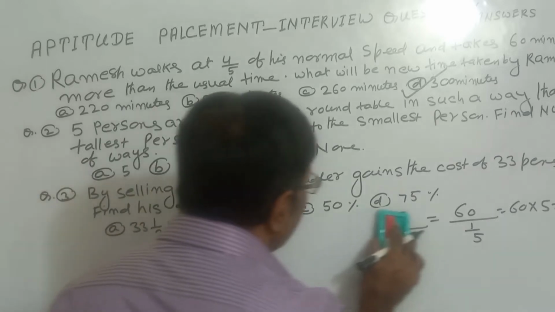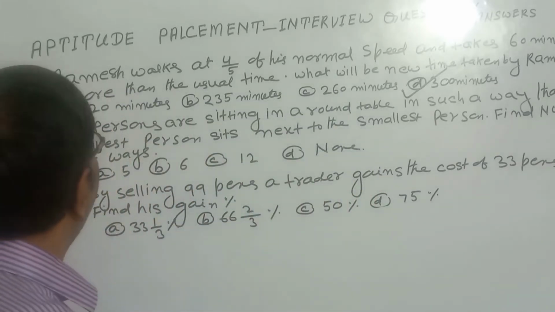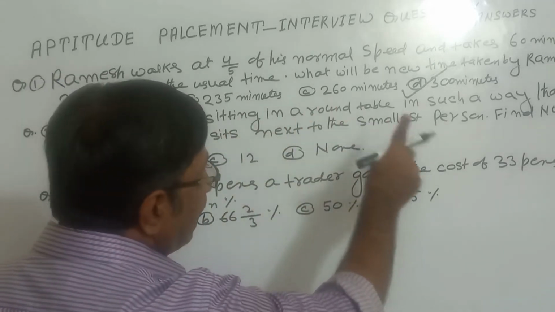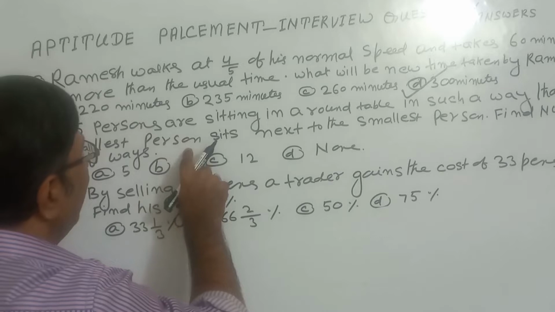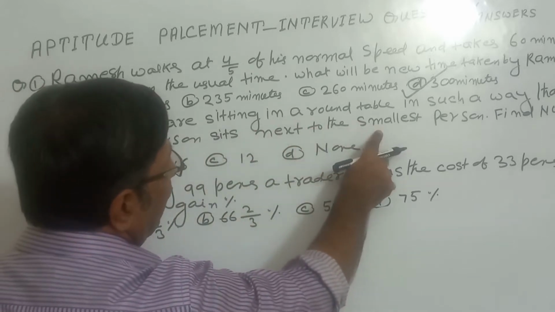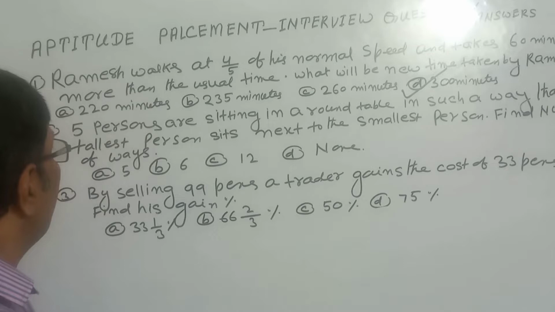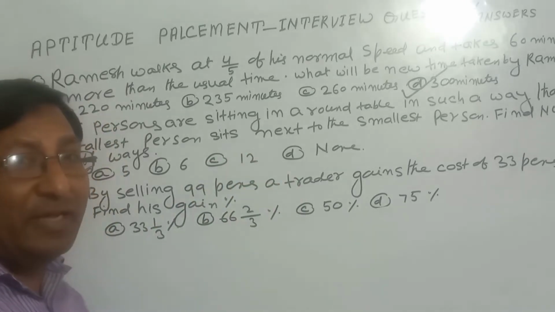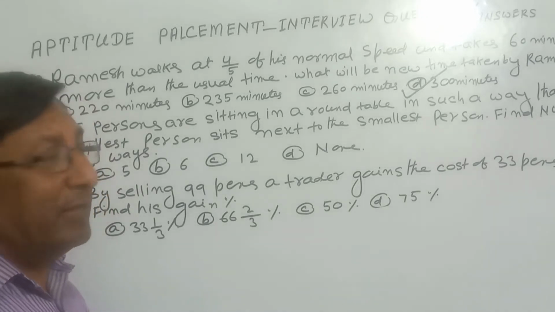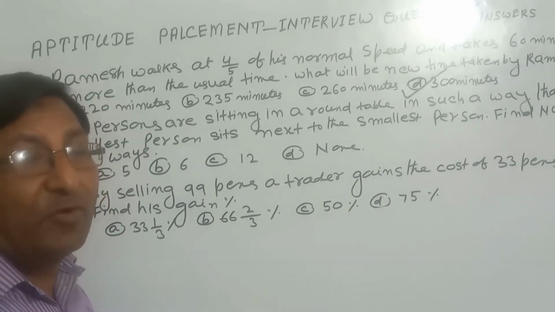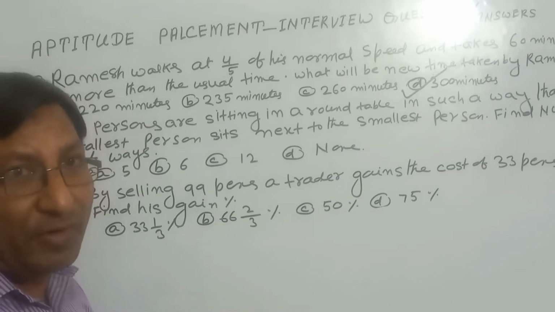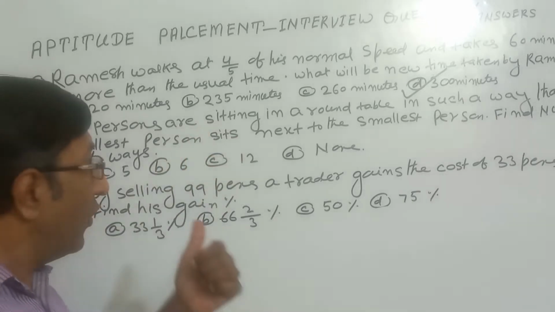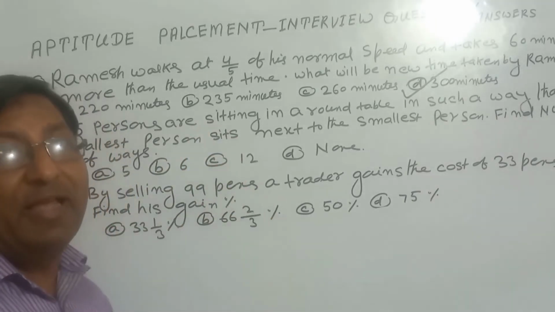Now see the next question. The next question is also very important. 5 persons are sitting around a round table in such a way that the tallest person sits next to the smallest person. Find the number of ways. So you know, for this type of question, if there are n persons sitting around a round table, then the total number of ways of arrangement is n minus 1 factorial. But here 5 persons are given and the condition is that the tallest person sits next to the smallest person.